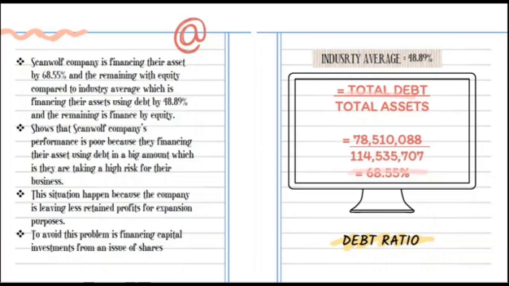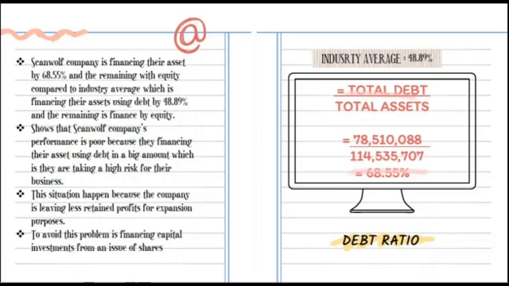Okay, Scanwolf company is financing their assets by 68.55% using debt and the remaining with equity, compared to the industry average, which is financing their assets using debt by 48.89% and the remaining is financed by equity. This shows that Scanwolf company's performance is poor because 68.55% of total assets is financed by debt.